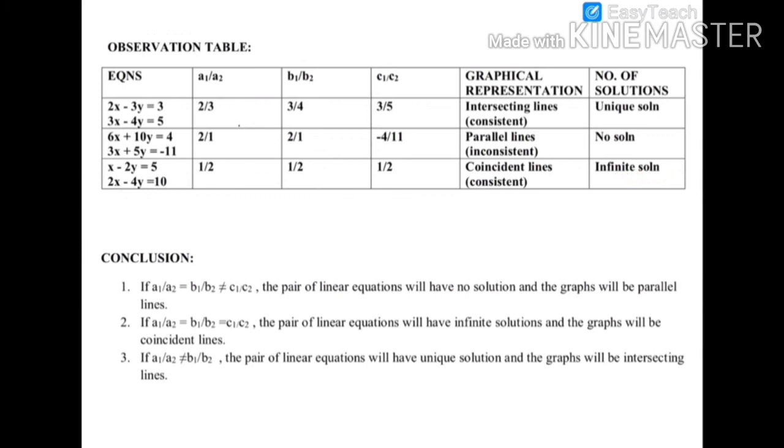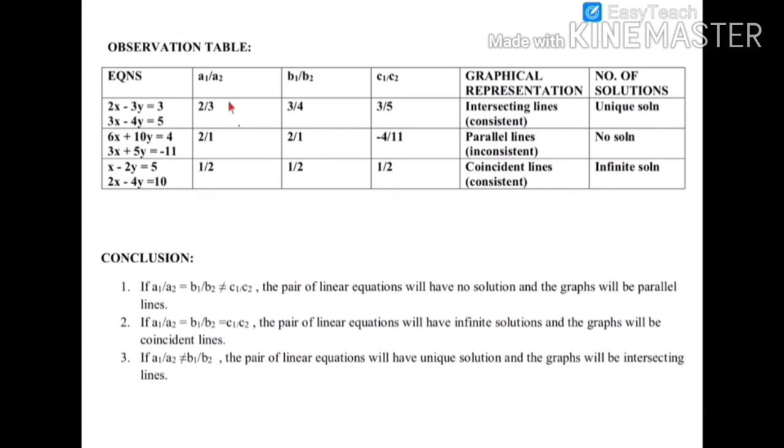So a pair of linear equations that has a unique solution or infinite solutions will be called consistent, whereas a pair of linear equations which has no solution will be called inconsistent. Now let's link this understanding with the ratios that we have written over here. For the first pair of linear equations, we have got a1 upon a2 not equal to b1 upon b2.